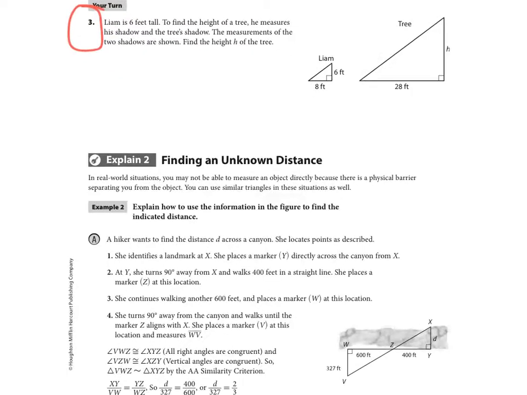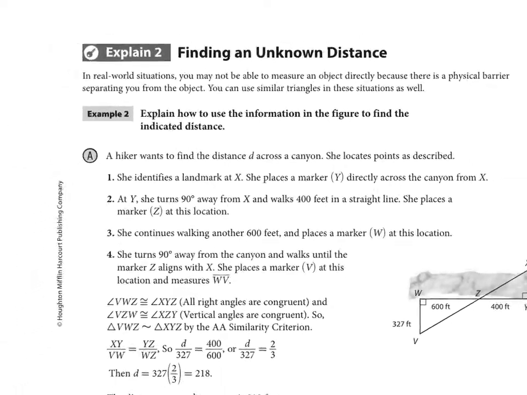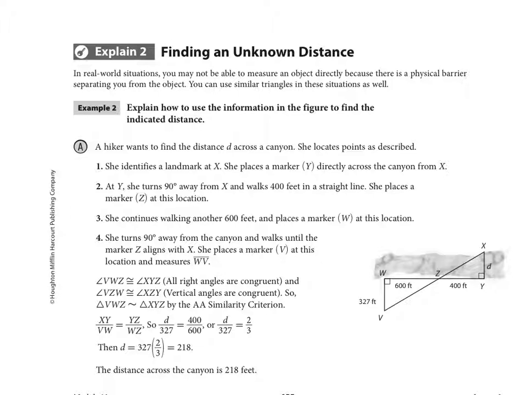Alright, now we're going to be finding unknown distances, not just heights. So sometimes, just like we can't climb the flagpole or climb the palm tree to do the measurement, it's hard to be able to measure something because there's some sort of physical barrier that is separating you from the object, as it says here in Explain 2. We can still use similar triangles in these situations if we set it up just right.